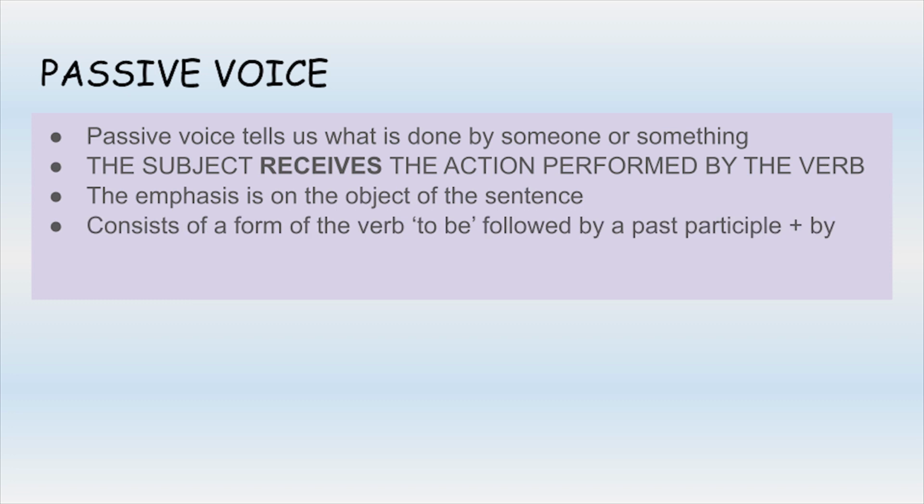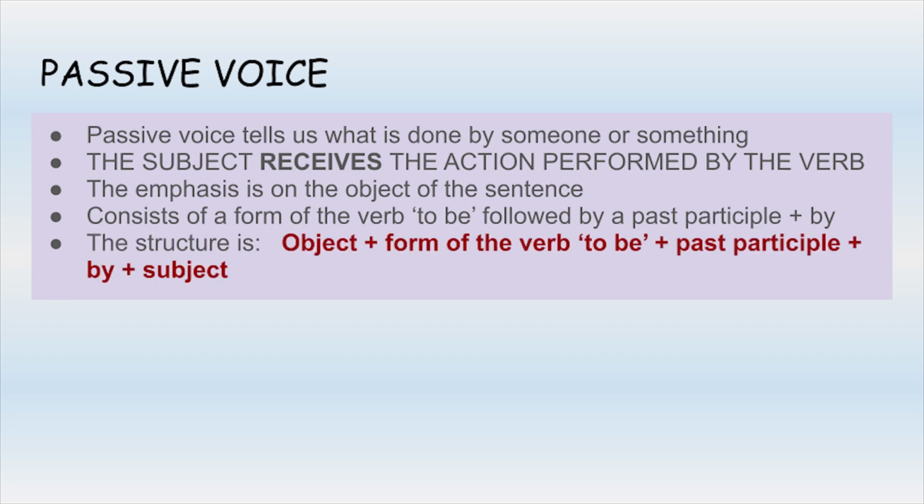The sentence consists of a form of the verb to be, followed by a past participle of the verb, plus the preposition by, followed by the subject. The structure is object plus a form of the verb to be, plus the past participle of the verb, plus by, plus subject.